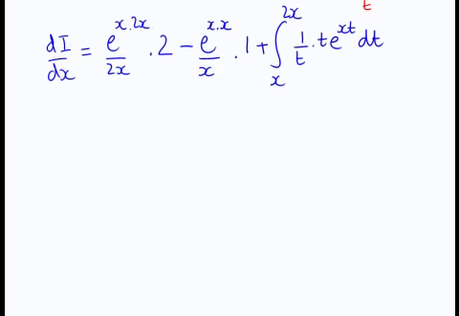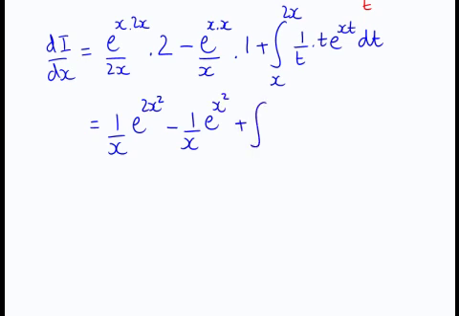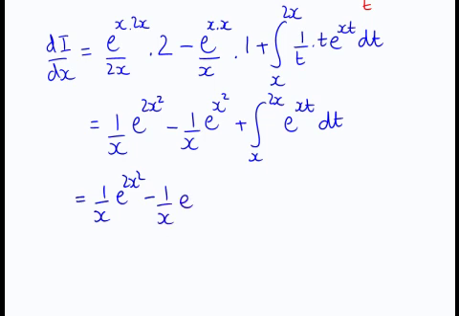The first two terms I can't do much with at the moment. I'll cancel the 2's and just tidy up the exponents, but apart from that I'll leave them as they are. And now here I'm integrating from x to 2x, and the 1 over t and the t cancel, so in fact I'm just integrating e to the xt dt. And I'll do that on the next line, so these first two terms are just staying the same. And now if I integrate e to the xt with respect to t, I get 1 over x e to the xt.